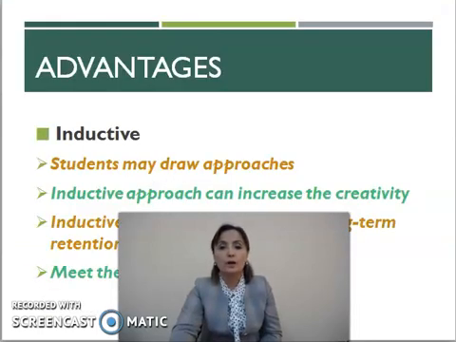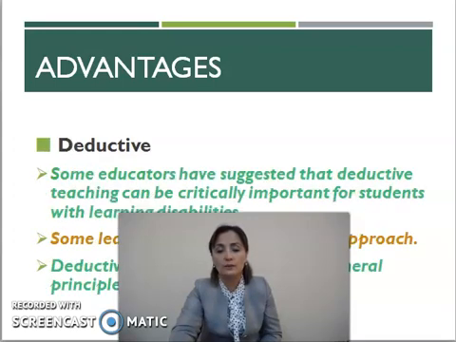Now we will speak about advantages. As for the advantages of the inductive approach, students may draw approaches. The inductive approach can increase creativity. The inductive approach showed better long-term retention ability. Meet the challenges of the new world.